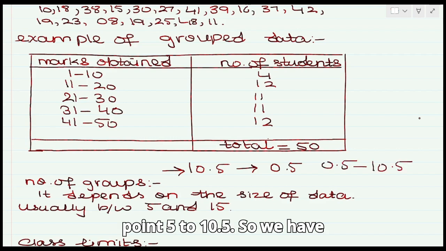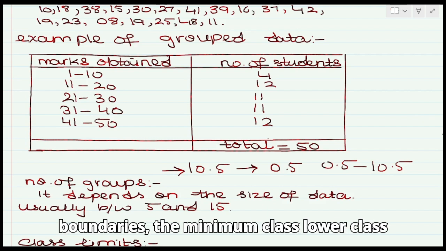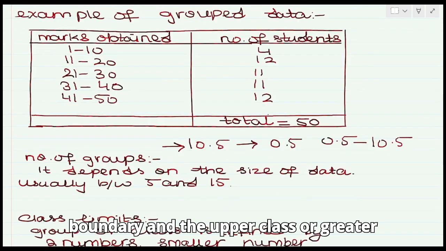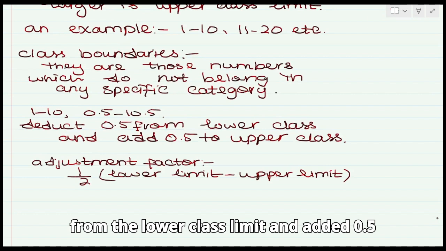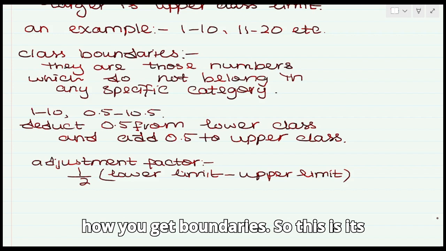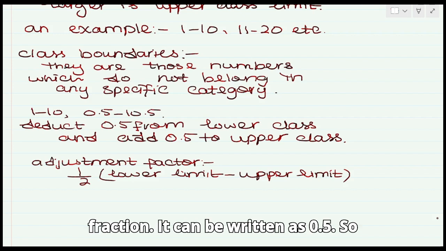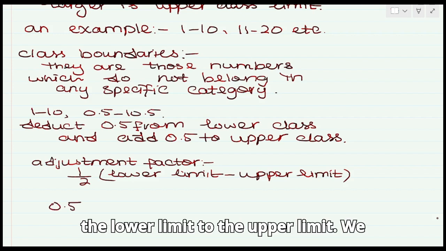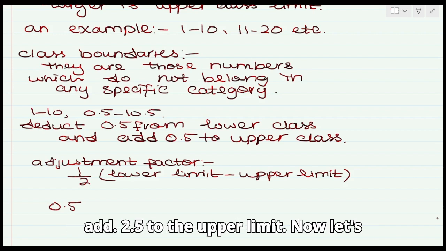So we have introduced the boundaries, the class boundaries, the minimum class, lower class boundary, and the upper or greater class boundary. Now we deducted 0.5 from the lower class limit and added 0.5 to the upper class limit. So that is how you get boundaries. This is its adjustment factor, 1 by 2. It is a fraction. It can be written as 0.5. So from the lower limit to the upper limit, we subtract 0.5 from the lower limit, but we add 0.5 to the upper limit.